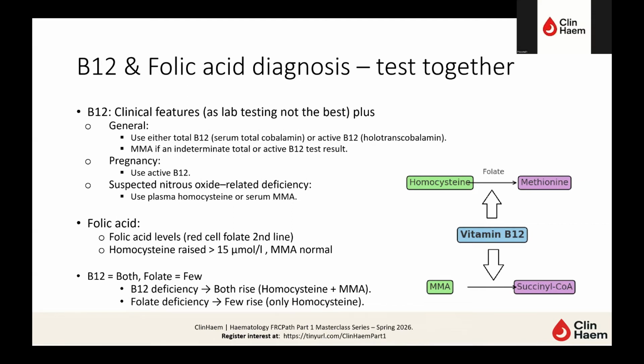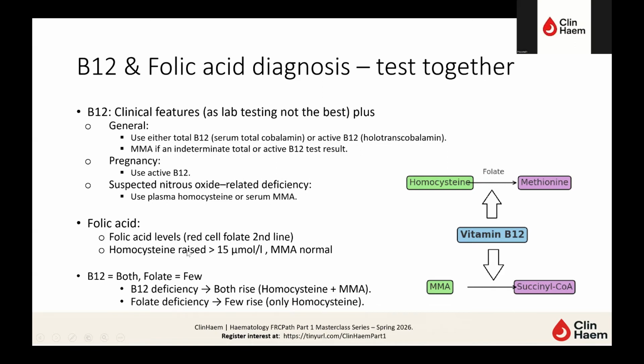Otherwise, if you keep it in the sample, the enzyme is going to continue to work, the red cells are going to continue to generate homocysteine, and you'll see falsely high levels. And you keep it cold because the process of making homocysteine happens at a much higher speed at room temperature. You keep it cold and you rush it to the lab, which are both extremely difficult. That's why the guidelines say MMA might be better and easier to do.